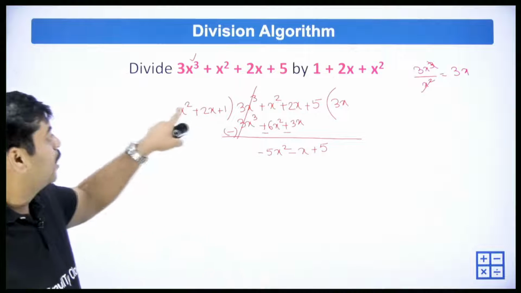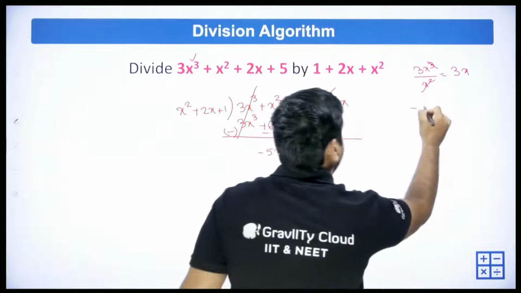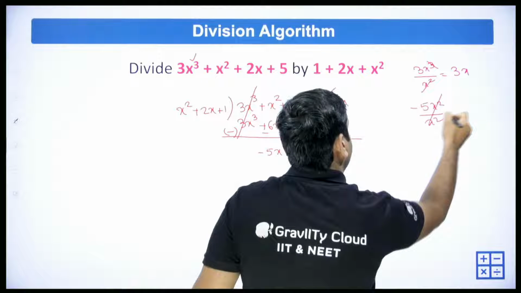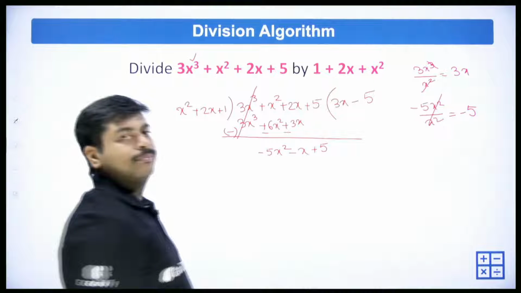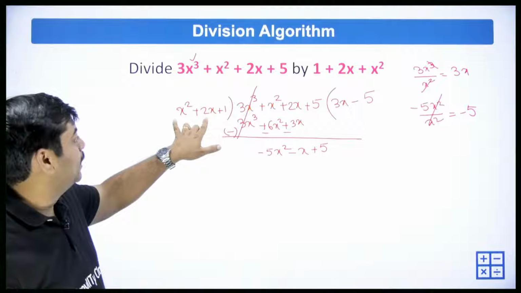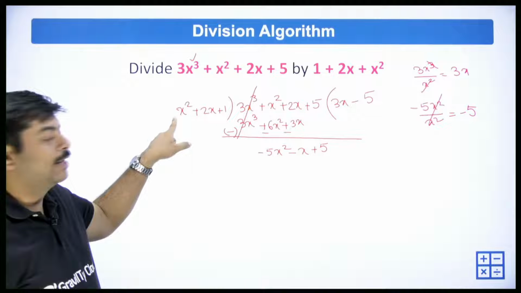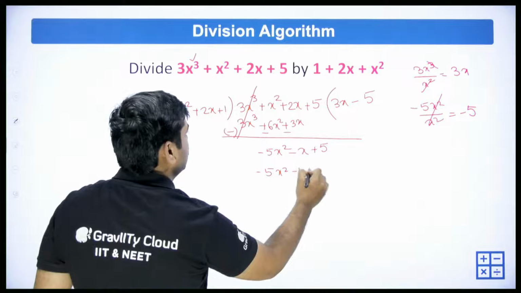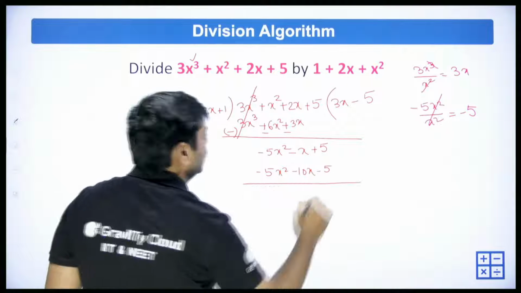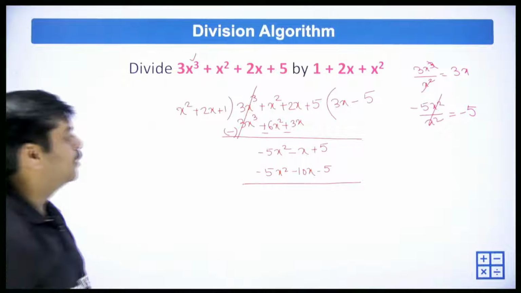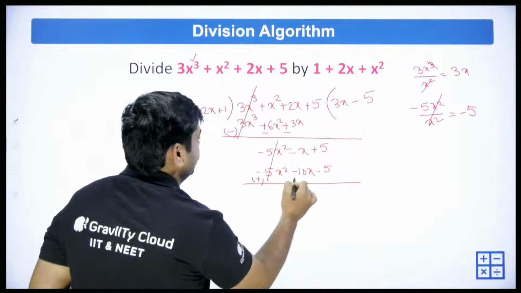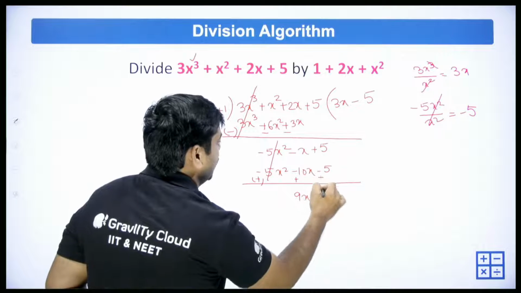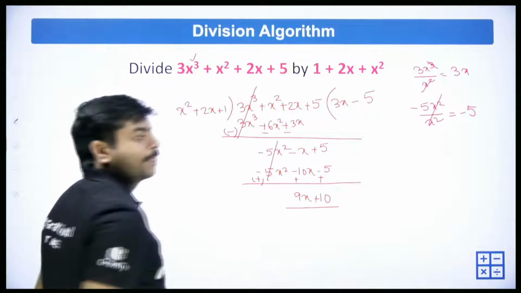Again, divide this first one with this first one, that is minus 5x square by x square. So you will get minus 5. That minus 5, write it here, and multiply this complete thing with that minus 5. Minus 5 into x square is minus 5x square. Minus 5 into 2x is minus 10x. Plus 1 into minus 5 becomes minus 5. So all these get cancelled when you subtract. This becomes plus 10x minus x becomes 9x, and this becomes plus 10.